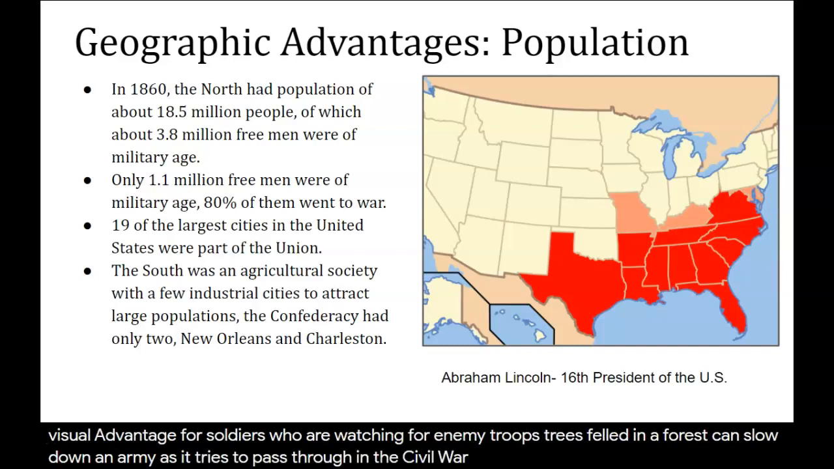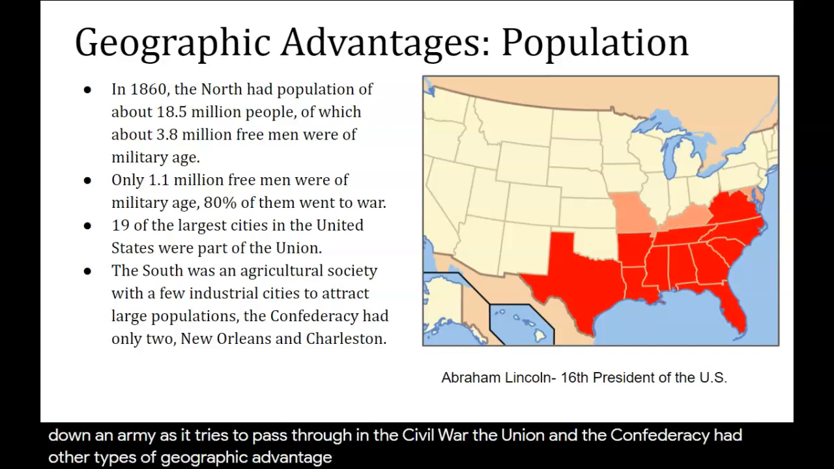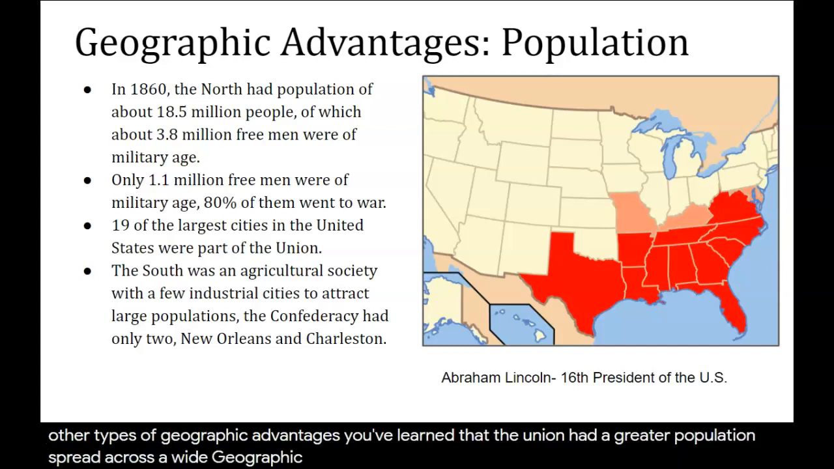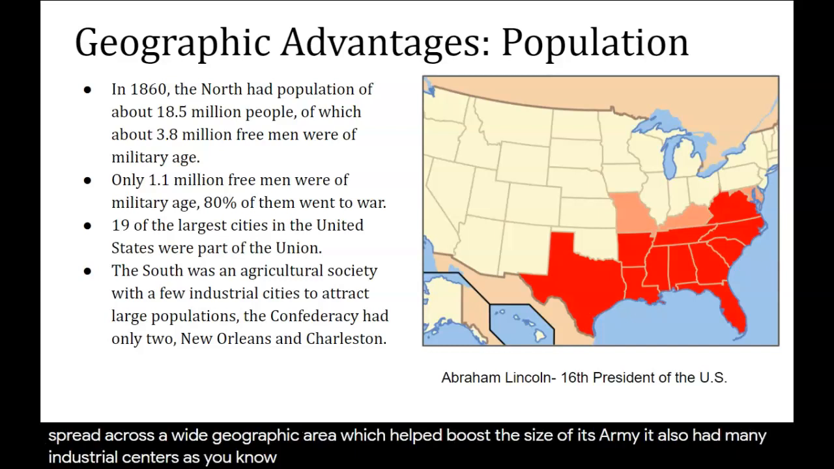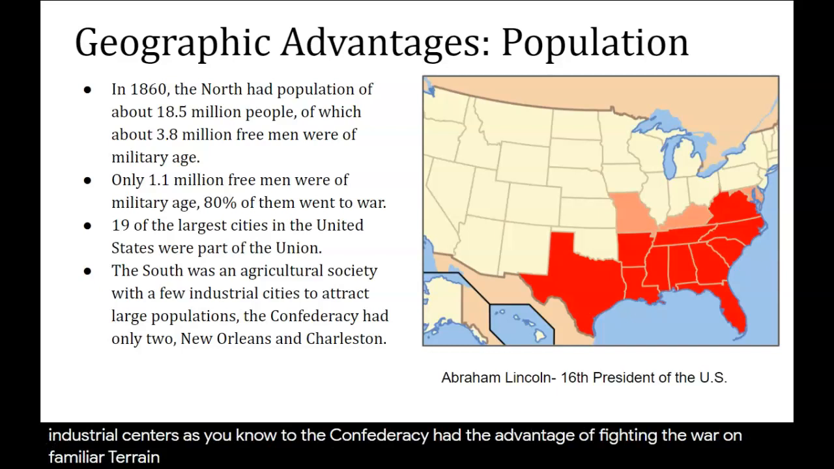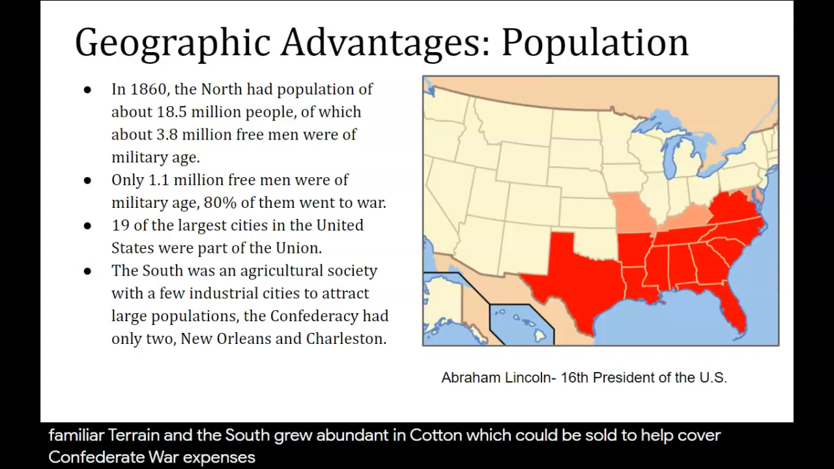In the Civil War, the Union and the Confederacy had other types of geographic advantages. You've learned that the Union had a greater population spread across a wide geographic area, which helped boost the size of its army. It also had many industrial centers. As you know too, the Confederacy had the advantage of fighting the war on familiar terrain. And the South grew abundant cotton, which could be sold to help cover Confederate war expenses.